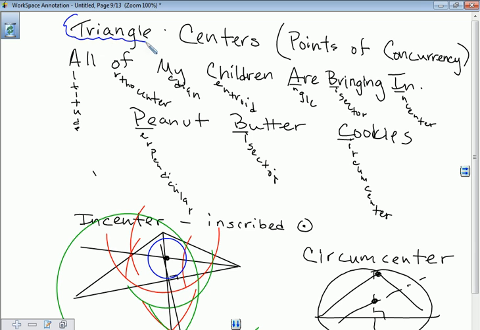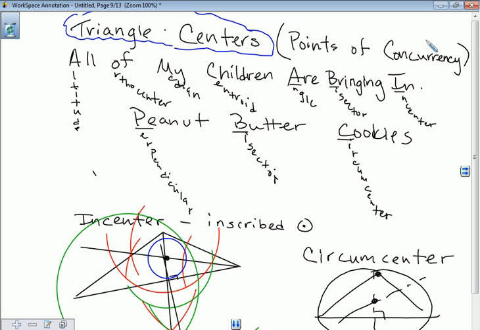Our favorite, triangle centers. Oh, God. Also known as points of concurrency. Okay, so with the breaks we got because of the snow days, I Googled mnemonics for triangle centers and points of concurrency until I finally found one that I thought I could remember. And it's this one.